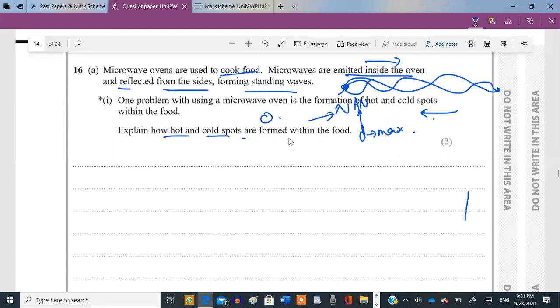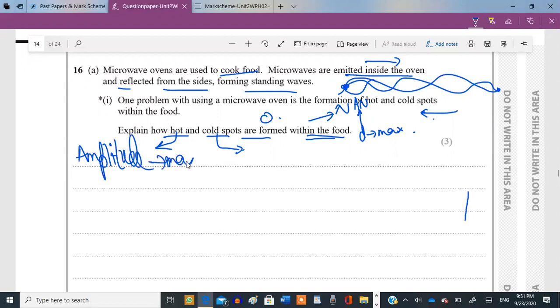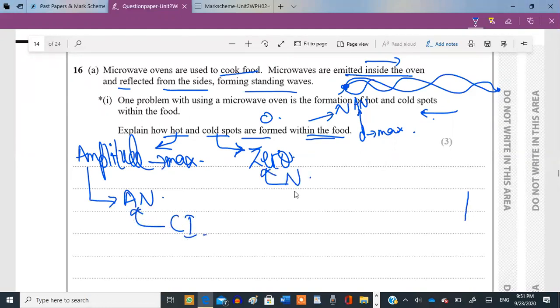Explain how hot and cold spots are formed within the food. Well, why will there be hot spots and why will there be cold spots? Hot spots represent the regions where the amplitude is max, and cold spots represent those positions where the amplitude or the energy is zero, or the displacement is zero. So amplitude is max at the antinodes and zero at the nodes. Antinodes are formed as a result of constructive interference. Nodes are formed as a result of destructive interference. So that's why you get the cold and the hot spots.